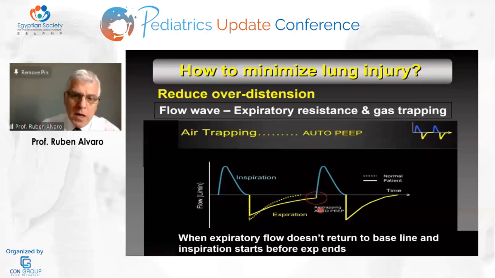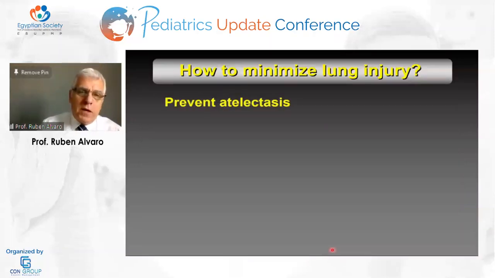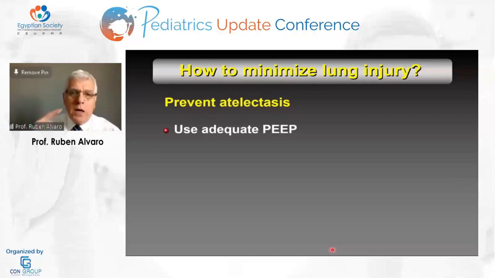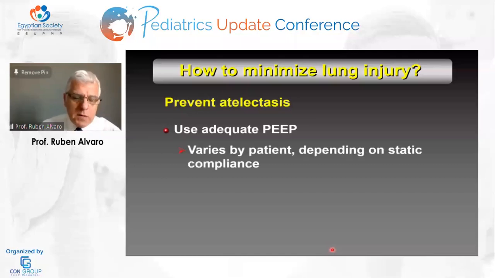That's called air trapping, and it's called auto-PEEP. You may think your baby is on a PEEP of whatever, 6, 7, 8, but actually the baby may be on a PEEP of 9, 10, or 11. So every time the expiratory flow does not return to baseline and inspiration starts before expiration ends, you could end up with air trapping. The other thing is to prevent atelectasis. As we said, try to avoid using high PEEPs, but also try to use adequate PEEP. I can't tell you what the right PEEP is because it depends on the patient, on the lung pathology you're dealing with, and on the compliance.